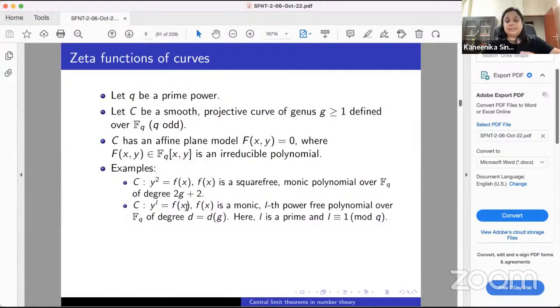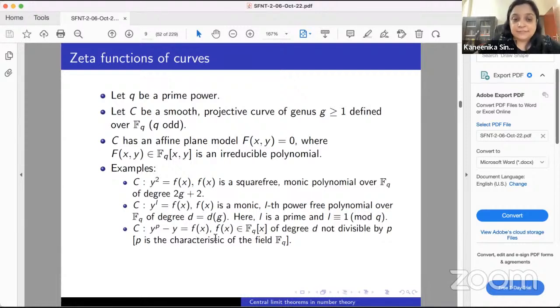Then you could consider other types of families. Another natural family to consider is the family with equation y to the L equal to f of x, where now your f of x is a monic polynomial and it is Lth power free. So, a generalization of square free to Lth powers. L is a suitable prime in terms of q, and your f sub q has a certain degree, for which there is a formula in terms of the genus of this curve. Okay, so then you could consider families of this type.